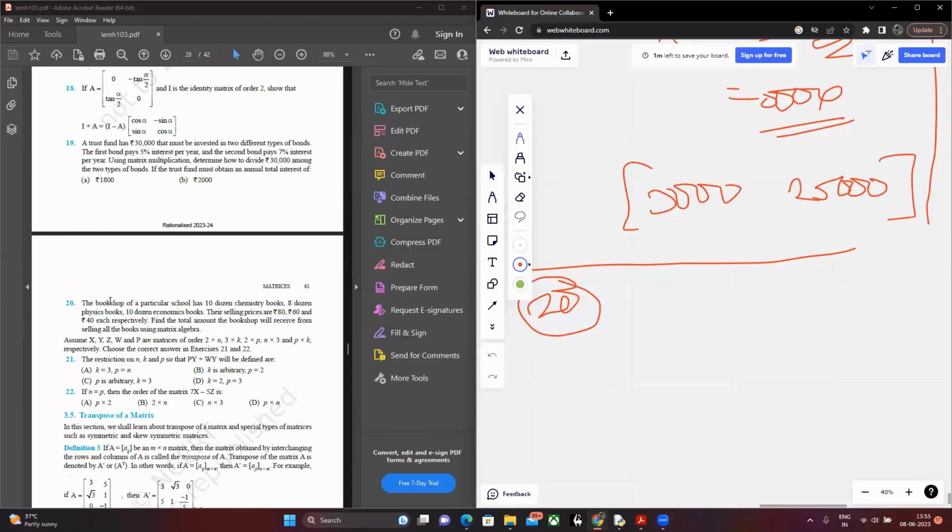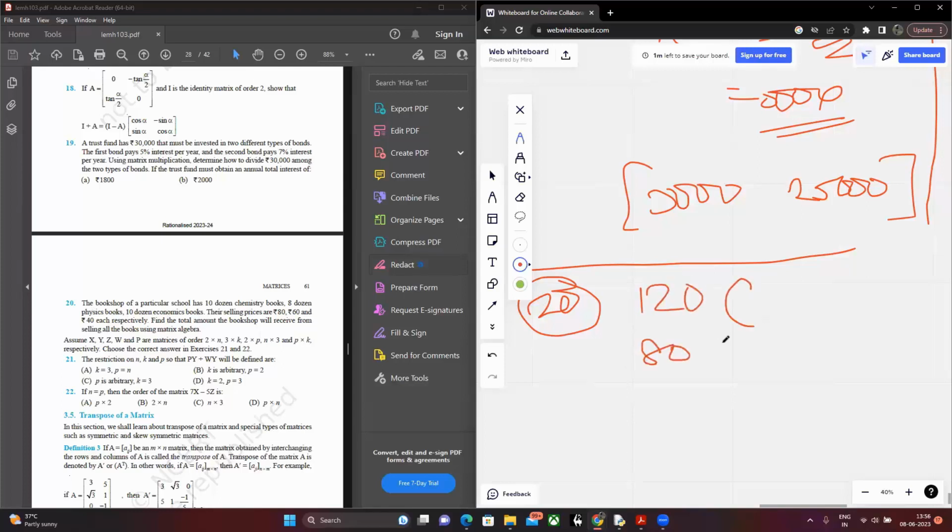Question number 20 says that the bookshop of a particular school has 10 dozen chemistry books, 8 dozen physics books and 10 dozen economics books. Their selling prices are 80, 60, and 40 each, respectively. Find the total amount the bookshop will receive from selling all the books using matrices.